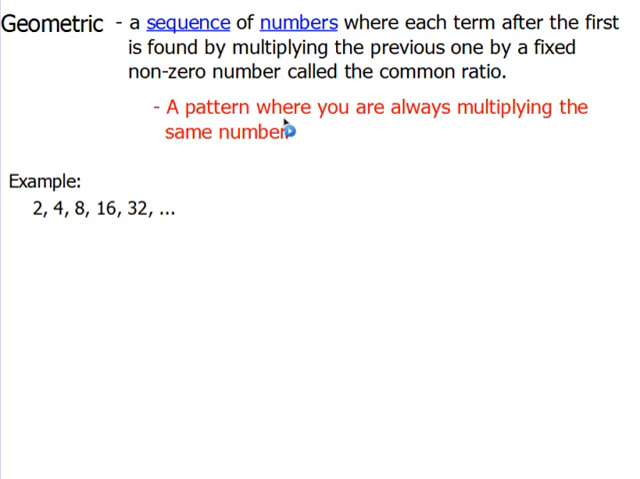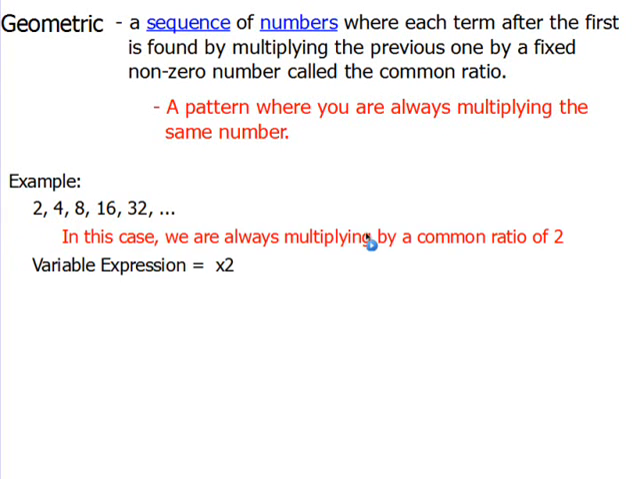So let's look at this example. I got 2 to 4, 4 to 8, 8 to 16, 16 to 32. So you should look at that and know that you're multiplying by 2, multiplying by 2, multiplying by 2, and multiplying by 2. Same thing as we did with arithmetic.